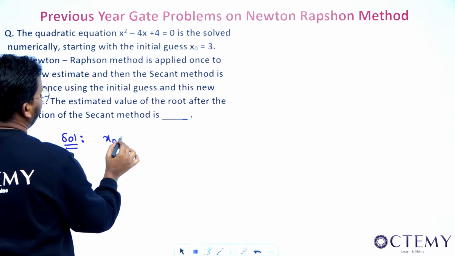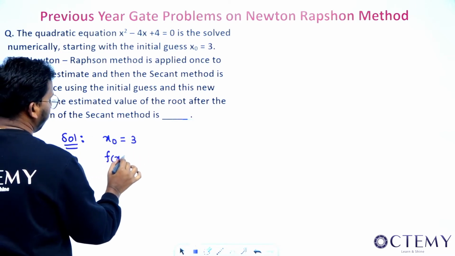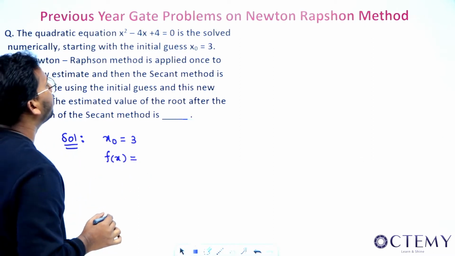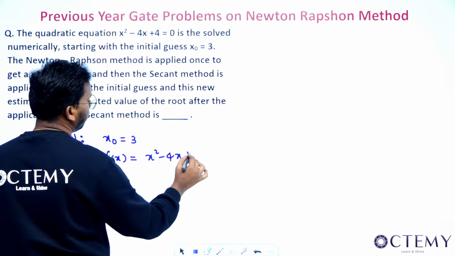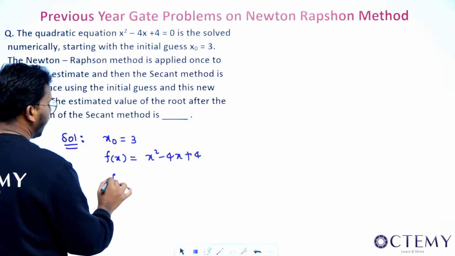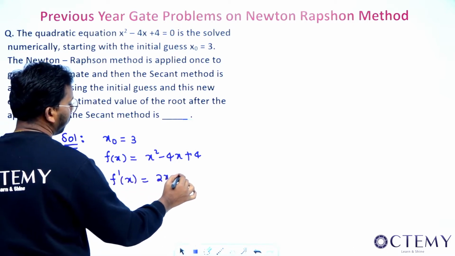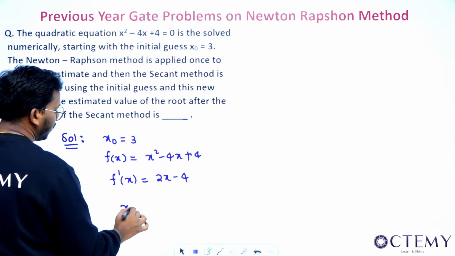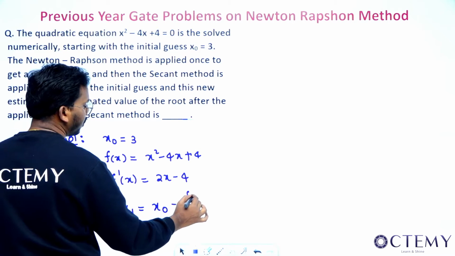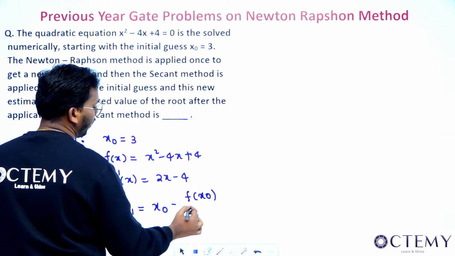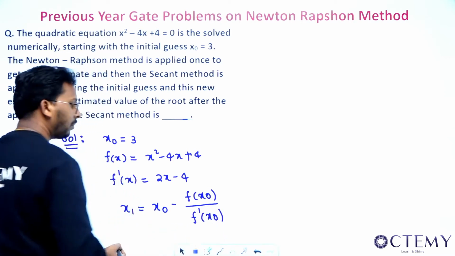Initial guess x naught is equal to how much, sir? It is given as 3. And what is my f of x? My f of x is given as x square minus 4x plus 4. So what will be your f dash of x, sir? Your f dash of x will be equal to 2x minus 4. So what will be your x1, sir? Your x1, the new estimate, would be x naught minus f of x naught divided by f dash of x naught. This is the formula you have to remember.